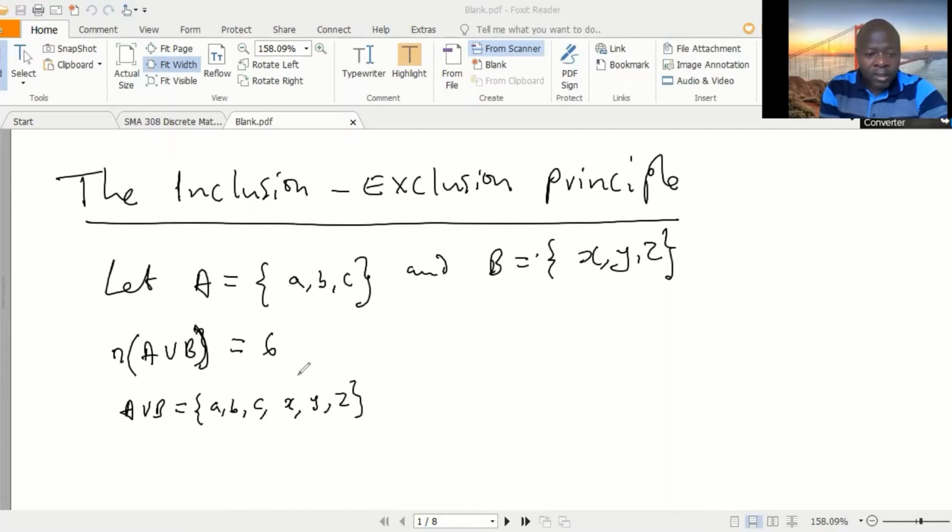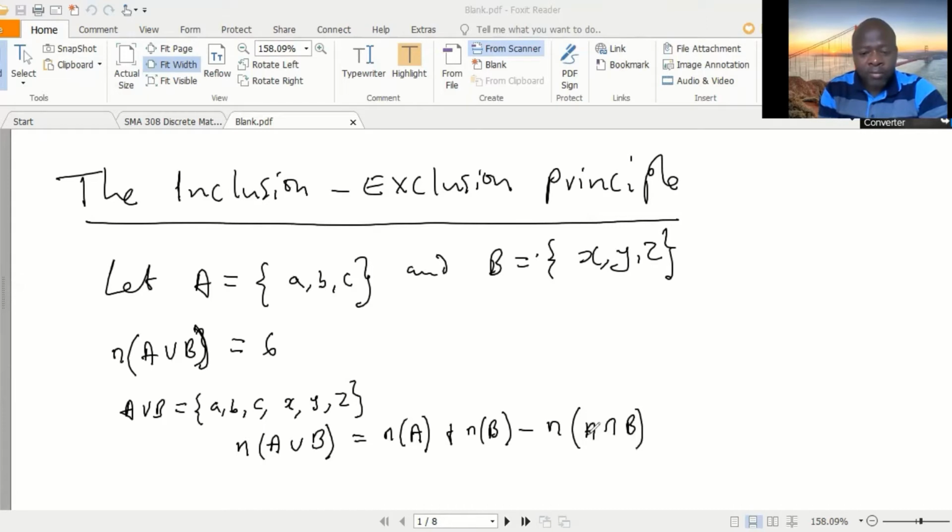Now, what does the inclusion-exclusion principle say? The inclusion-exclusion principle says that the number of elements in this union is given by the number of elements in A plus the number of elements in B minus the number of elements in the intersection of A and B. We subtract the number of elements in the intersection to avoid counting some elements twice, because we've already counted elements in A and elements in B.